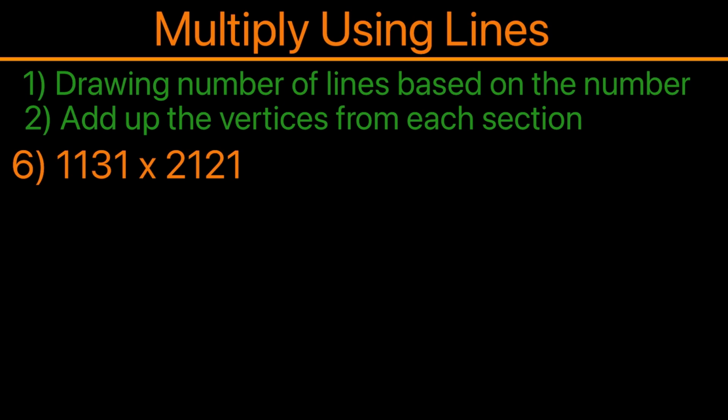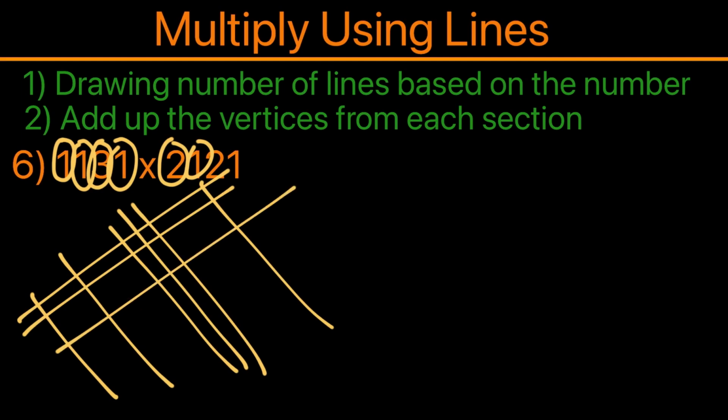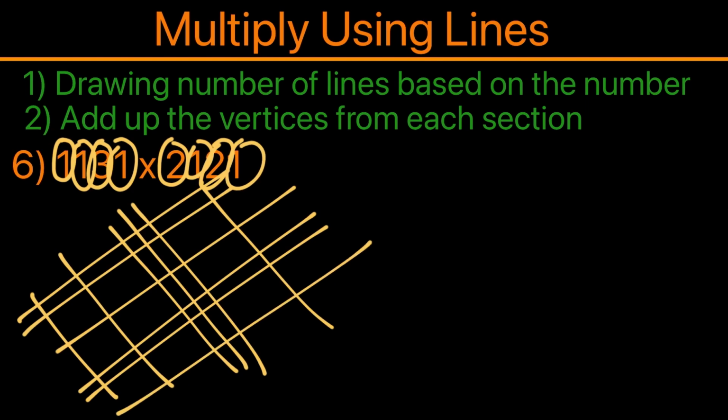Now for our last example here, we're gonna do a 4-digit number times a 4-digit number. So there will be a total of 7 sections in this case. So we'll start with first number. We have 1, then another 1, then we have 3, then we have 1. The second number we have 2, 1, 2, and lastly 1. Now I'm going to extend these lines a little bit so they connect.